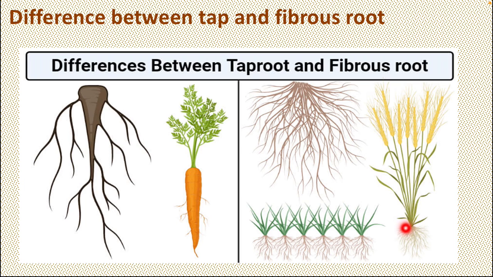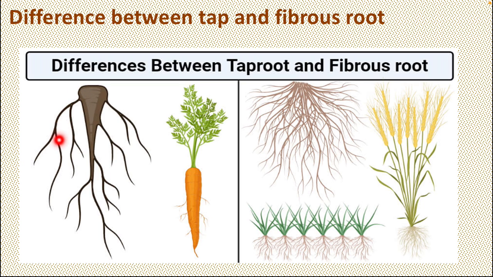Now I will show you both pictures of taproot and fibrous root so you can see the difference between the taproot and the fibrous root. Now on the right side you can see this is the maize plant, this is grass, and this is also the onion plant root. So you can see these are bushy and very thin, and they start from the base of the stem, and they are equal in size.